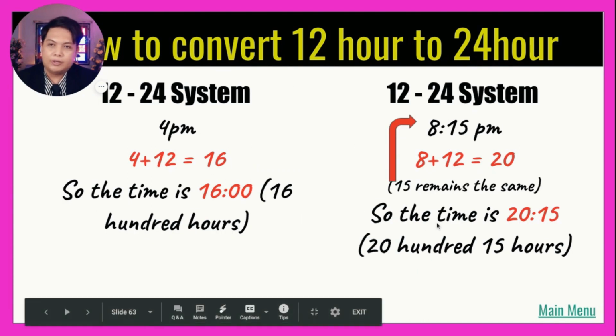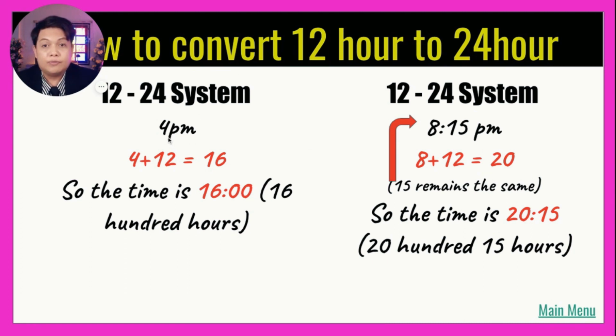All right, so how to convert 12-hour to 24-hour? I have two examples right over here. So, for example, it's 4 p.m. How do we convert that to 24-hour clock system? So, it's easy. All we need to do is to add 12 to 4. So, 4 plus 12 equals 16. So the time is 1600 hours. Again, I repeat, the time is 4 p.m. in 12-hour clock system. In 24 clock system, it's 1600 hours. Cool? Okay, very good.